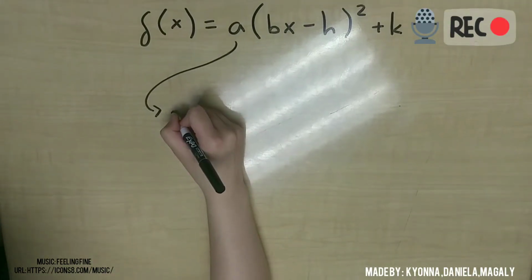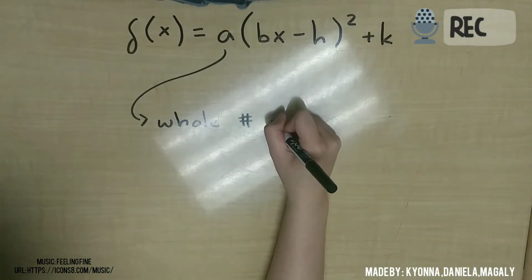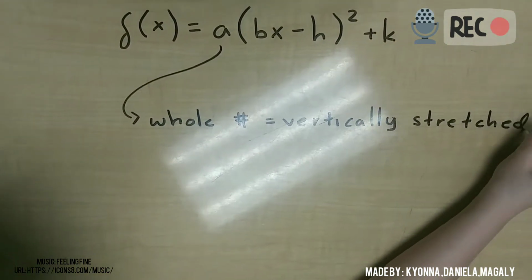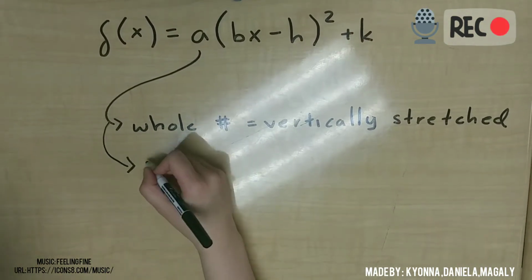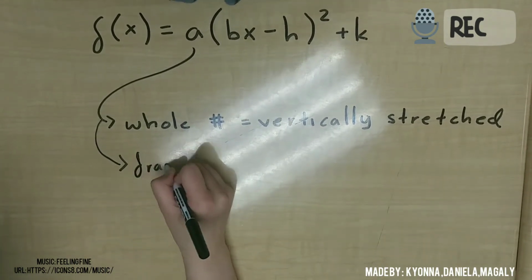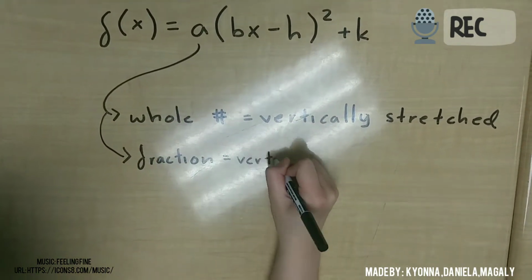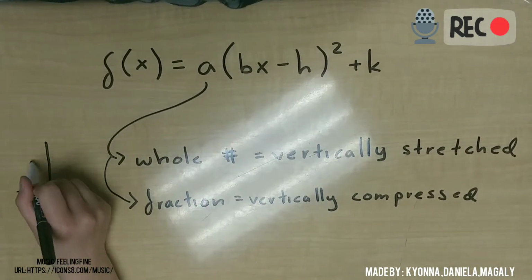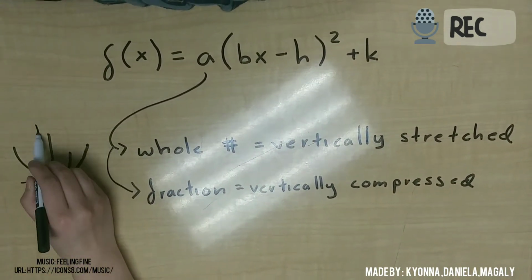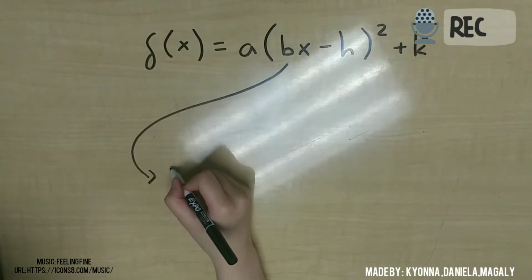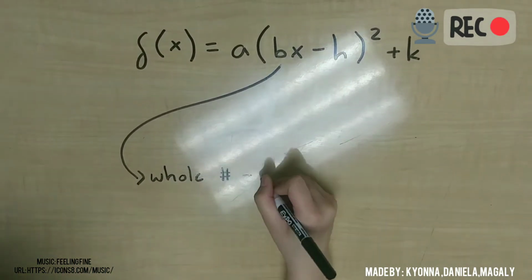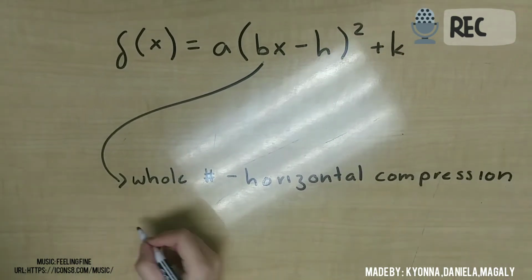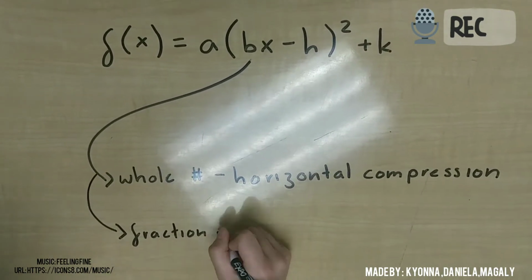The first variable in vertex form is a, which represents the vertical stretches and compressions. If a is a whole number, then the function gets vertically stretched, meaning that it gets farther from the x-axis. In the same way, if a is a fraction, the function is vertically compressed. However, if b is a whole number, a horizontal compression occurs. And if b is a fraction, a horizontal stretch occurs.